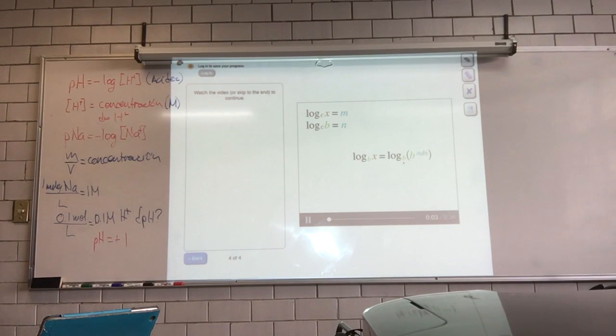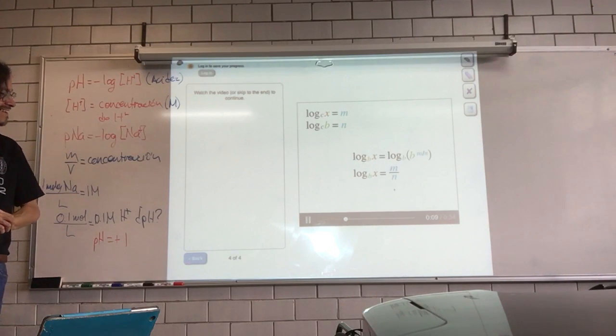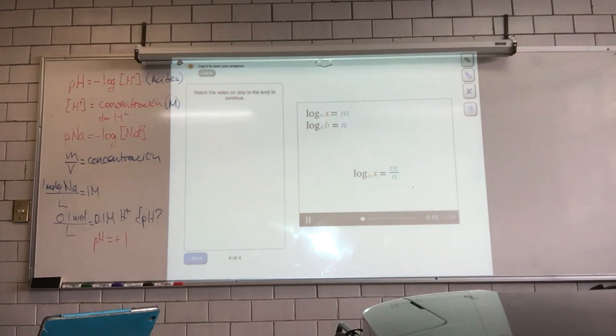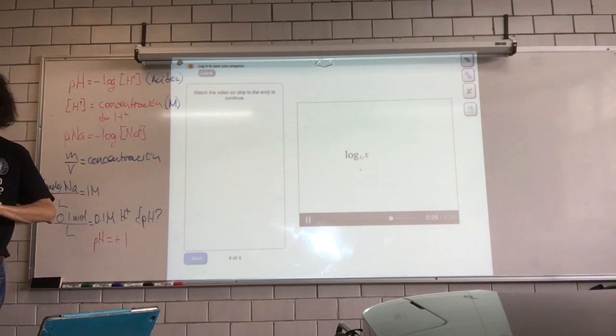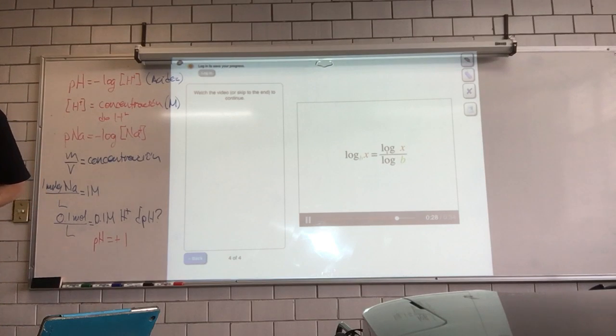Exactly. The log base b of b to some power is equal to that power, m over n in this case. Now we can plug in the values of m and n from our two logarithmic equations up here. And we see that, sure enough, the log of x in base b equals the log of x over the log of b in another base, c. So in general, if you want to switch bases of logarithms, take the log of the same number divided by the log of the base, and use any new base you want.